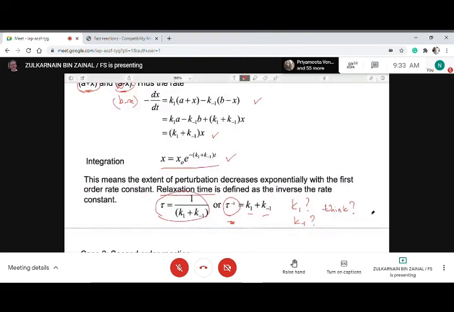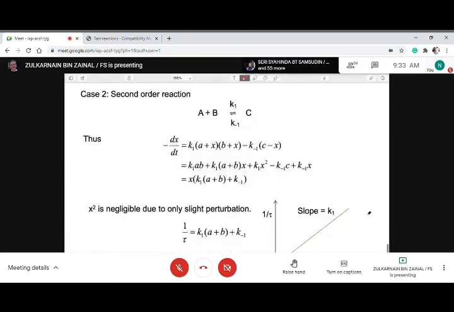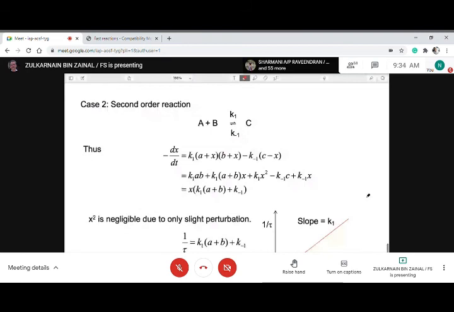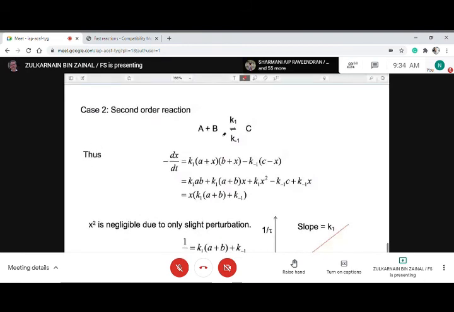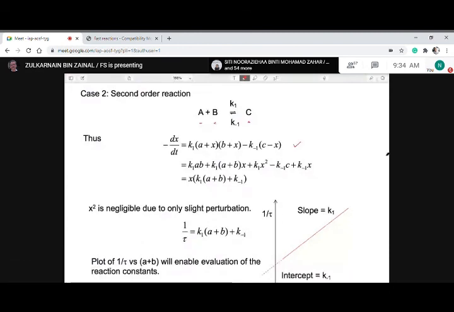Okay, so the next one is the second order reaction. The reaction can also occur by second order, where you have the reaction of A and B to form C, right? So here the equation is a bit complex. You have A plus x and B plus x, because of course if the reaction is disturbed, then the concentrations of both A and B will change, and at the same time, of course, the concentration of the product. Okay, and you can then get this equation from here to here.